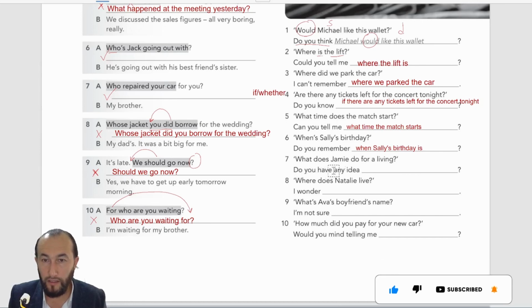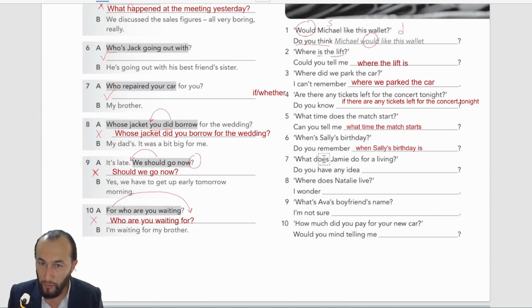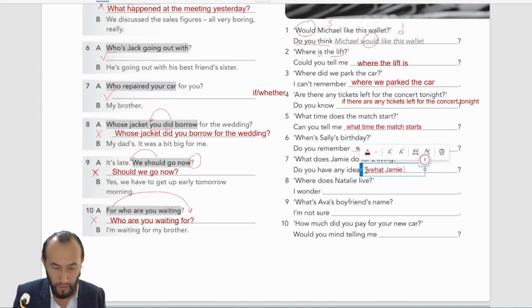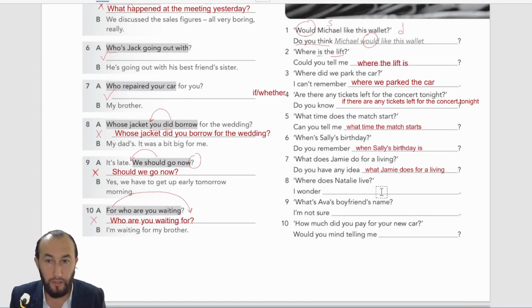Number seven, what does Jamie do for a living? That's a present simple question. So, do you have any idea what Jamie does? I'm not using this does as an auxiliary, we're going to remove the auxiliary, but because we have the main verb do, and Jamie is he, he does, right? So, do you have any idea what Jamie does for a living?